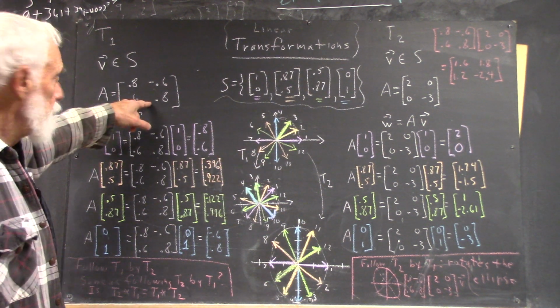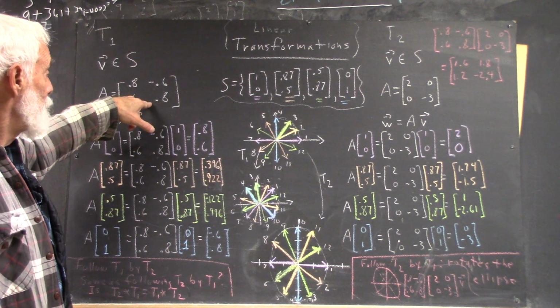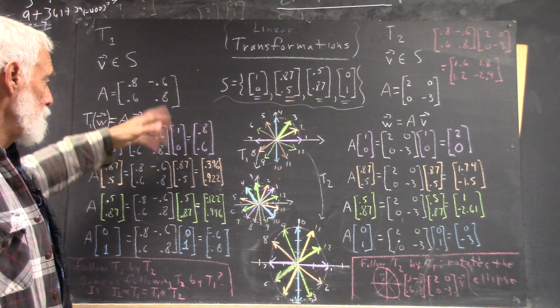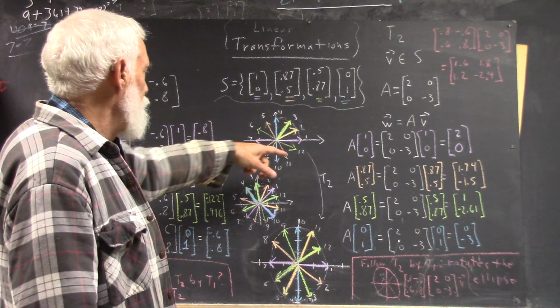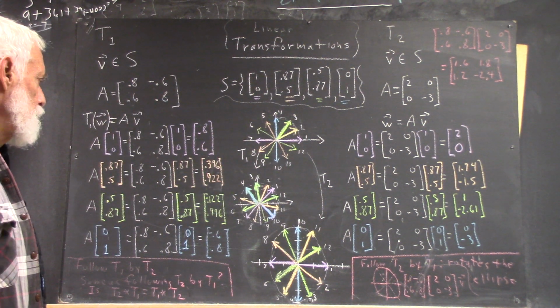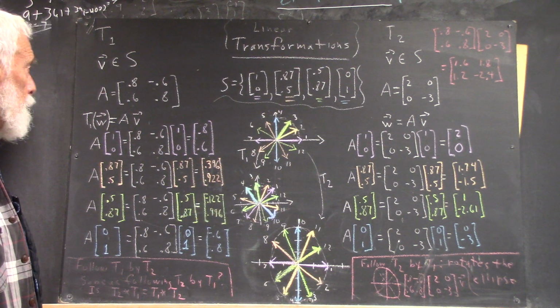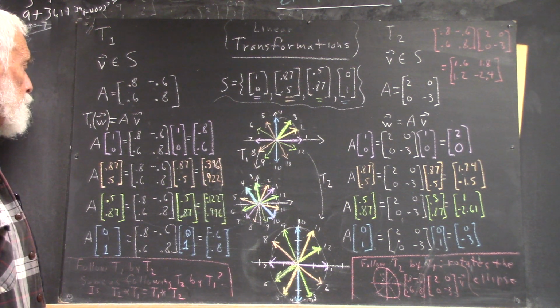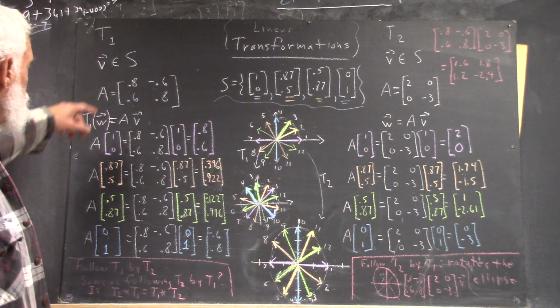This transformation here, which you define by this matrix, has the effect, if you multiply things out, you can see pretty easily, of rotating everything in the plane through, should be 37 degrees, okay? Or is it 53 degrees? 53 degrees. Okay?